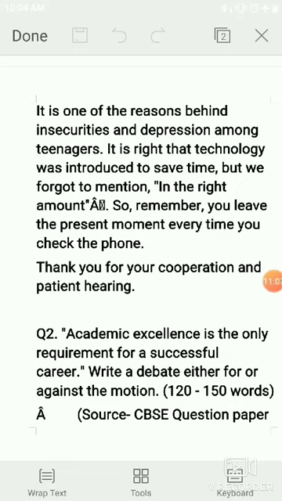It is right that technology was introduced to save time, but we forgot to use it in the right amount. So remember, you live the present moment every time you check the phone.